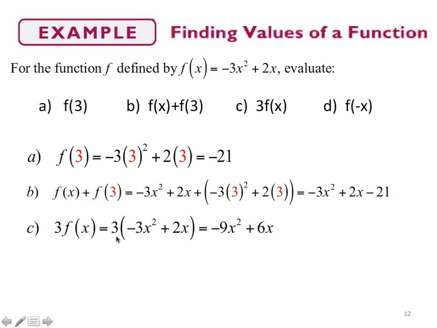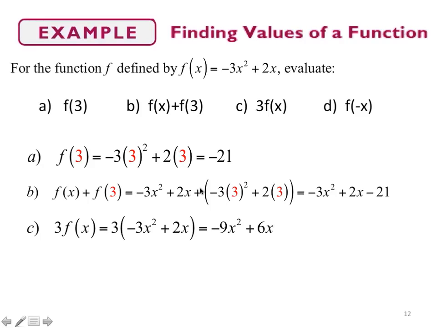Now anytime you have a number outside, you need to distribute it. You need to make sure you do not forget your parentheses. So we're going to take 3 and multiply it to both pieces. So we have 3 times negative 3x squared, which gives us negative 9x squared, and 3 times 2x, which gives us 6x. So 3 times f of x is just negative 9x squared plus 6x.